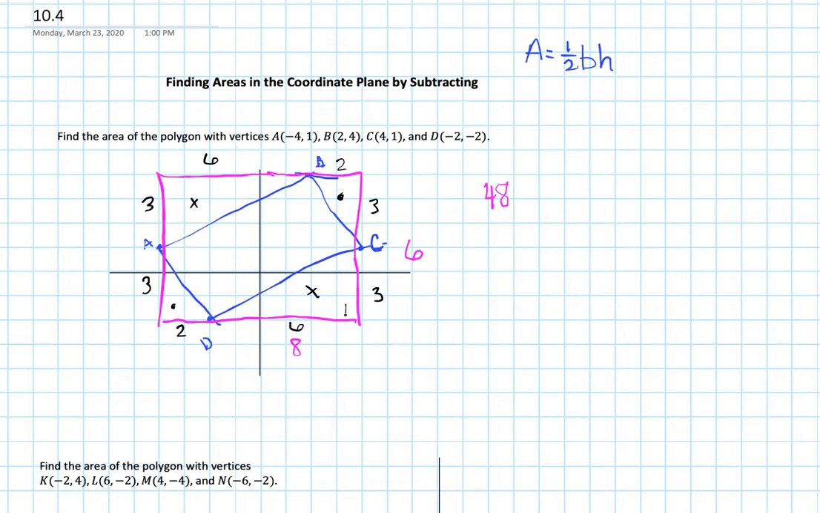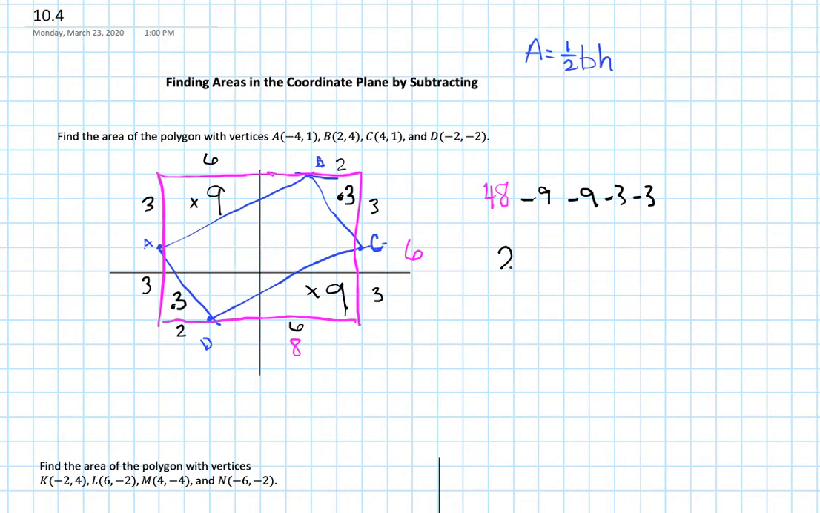So you can figure out area equals 1/2 times base times height. If I look at this triangle right here, 1/2 times 6 times 3 would be 9. This would also be 9. And then this would be 3, and this would be 3. So I'm going to take my 48 and subtract 9, subtract 9, subtract 3, subtract 3. I end up with 24. So the area of this figure that I have outlined in blue is 24 units squared.